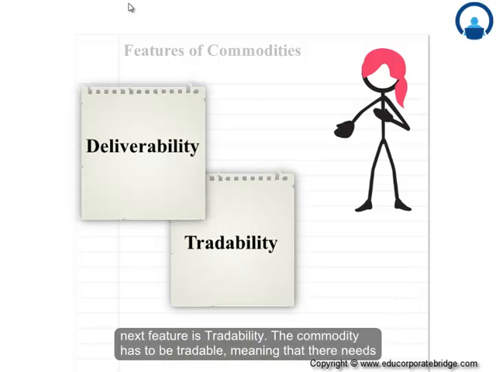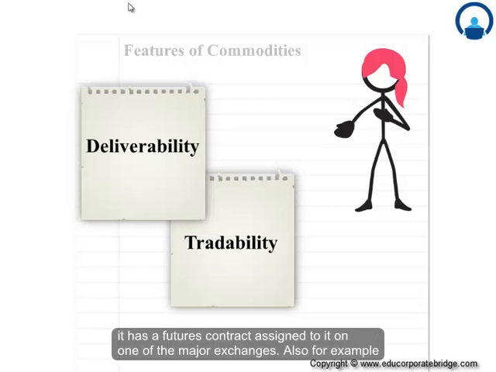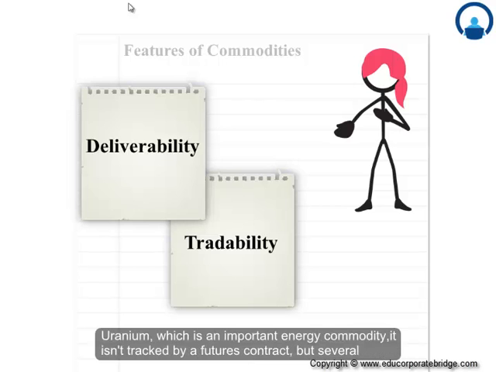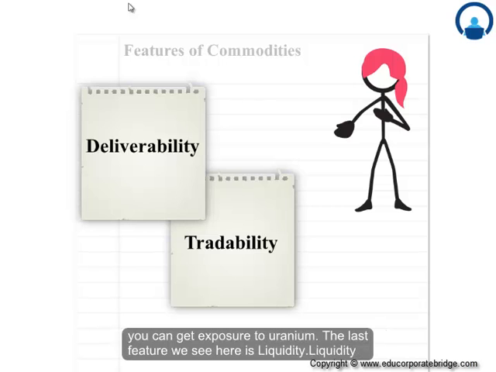The next feature is tradability. A commodity has to be tradable, meaning that there needs to be a viable investment vehicle to help you trade it. For example, it is a commodity if it has a futures contract assigned to it on one of the major exchanges. Also, for example, uranium, which is an important energy commodity, isn't tracked by a futures contract, but several companies specialize in mining and processing this mineral. By investing in those companies, you can get exposure to uranium.